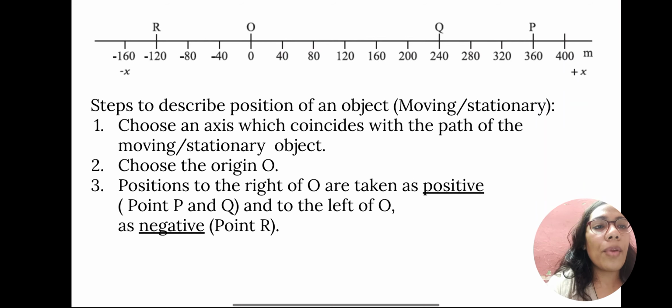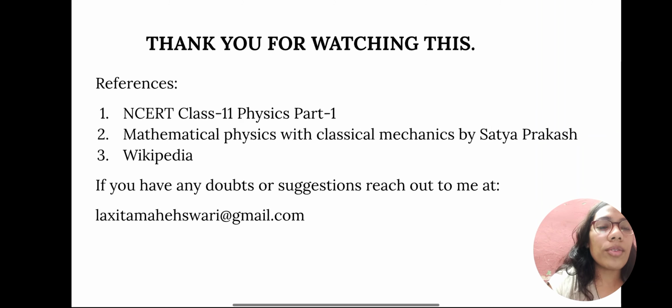Let's take an example of Q. It is at 240, and it's on the right of O, which means Q will be positive, and R, which is on the left side of O, will be negative. This is everything you need to know about the position.